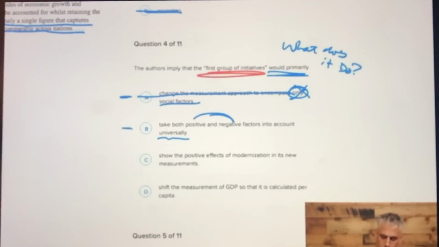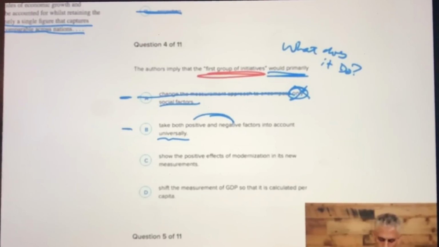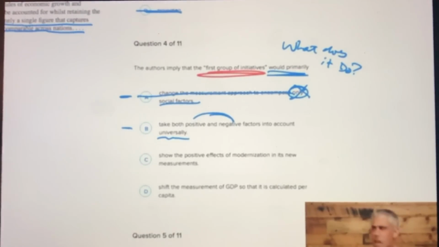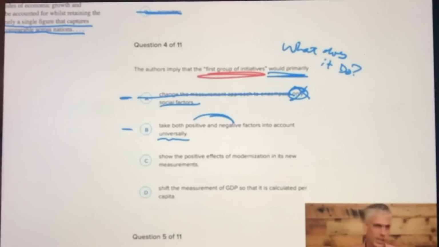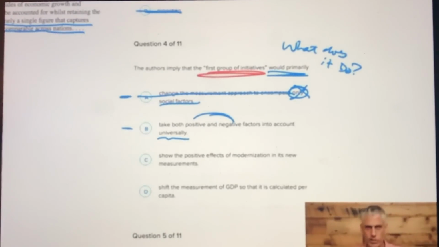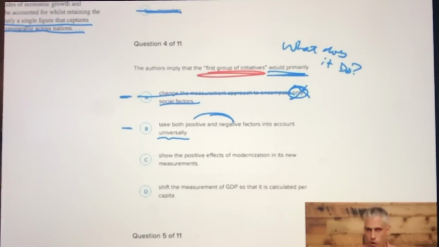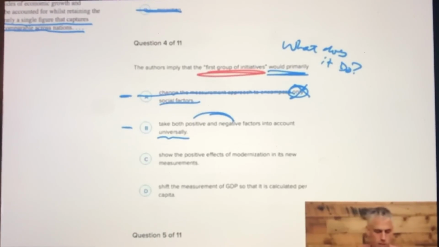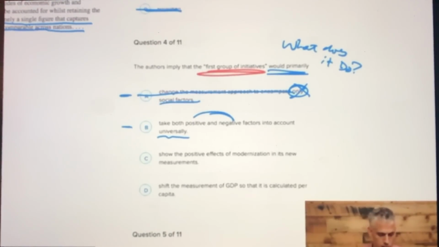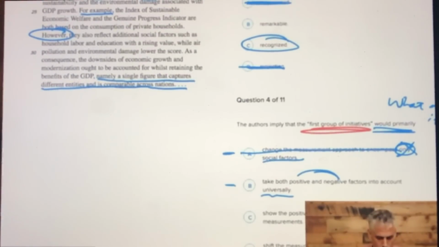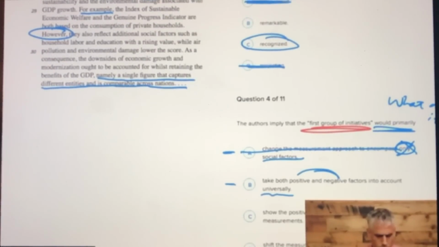"Show the positive effects of modernization in its new measurements." That's not what I was looking for, right? This is what happens on the reading section. If you give the choices too much of the benefit of the doubt, you start doubting yourself, and you need to stick with what you know you're looking for, which is a balanced thing, a single figure that captures different entities and is comparable across nations.